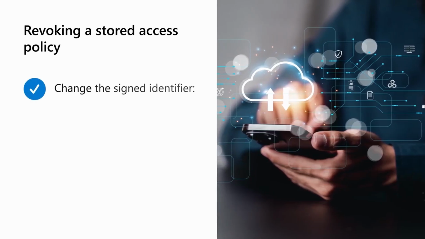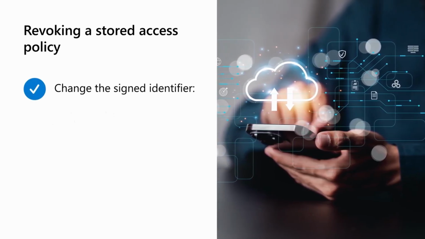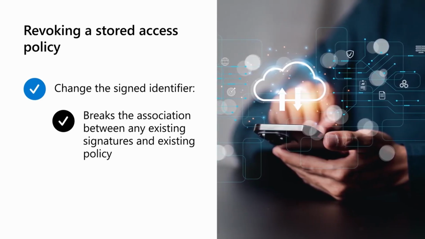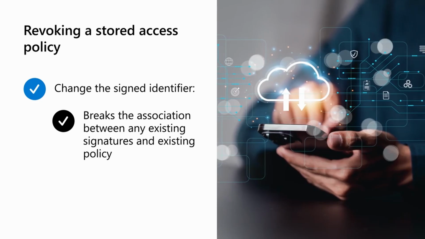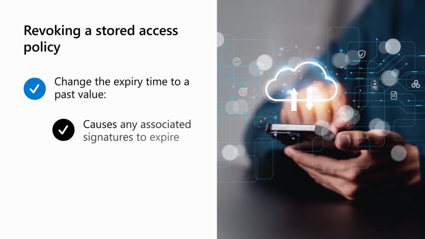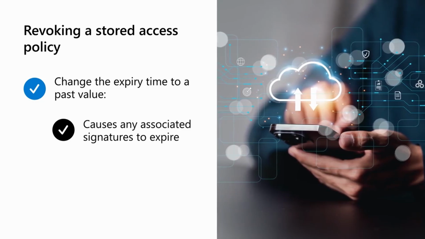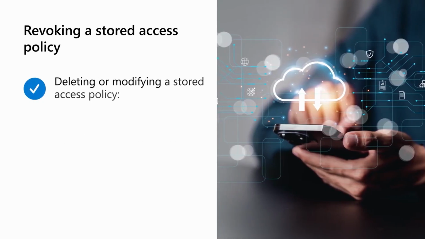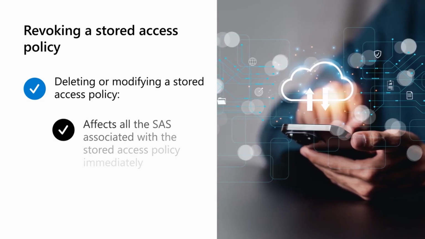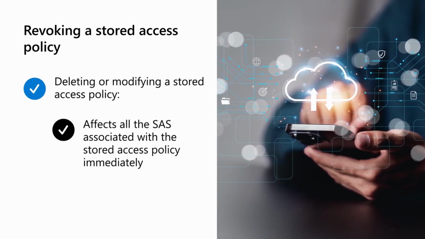Firstly, if you want to change the signed identifier, it breaks the associations between any existing signatures and the existing policy. Secondly, changing the expiry time to a value in the past will cause any associated signatures to expire. Lastly, deleting or modifying the stored access policy will immediately affect all the SaaS associated with it.